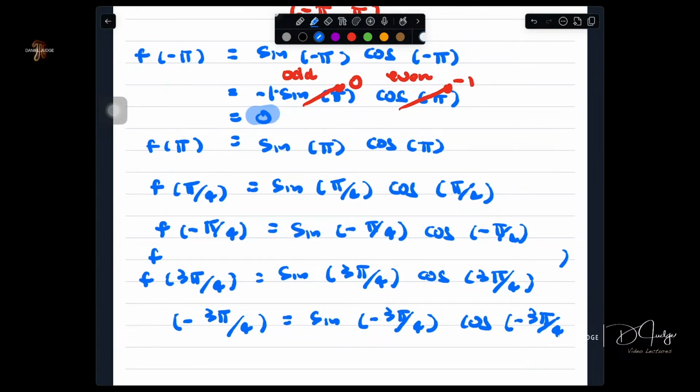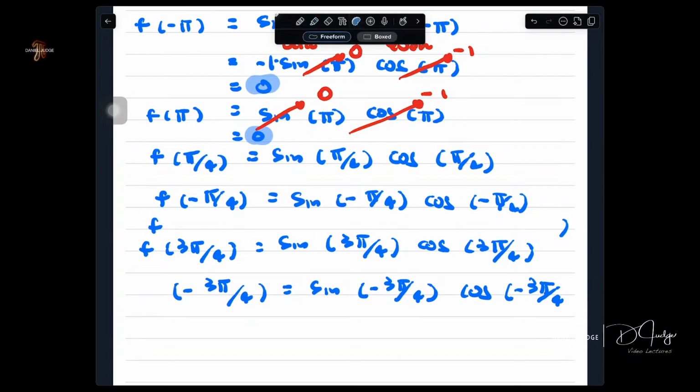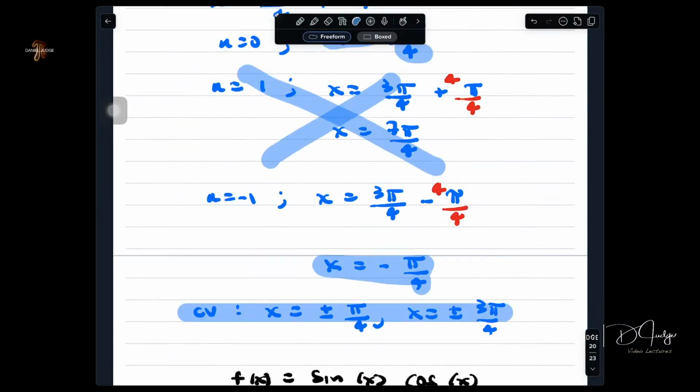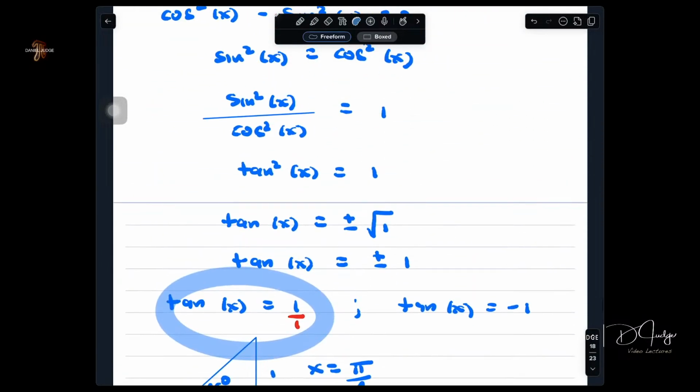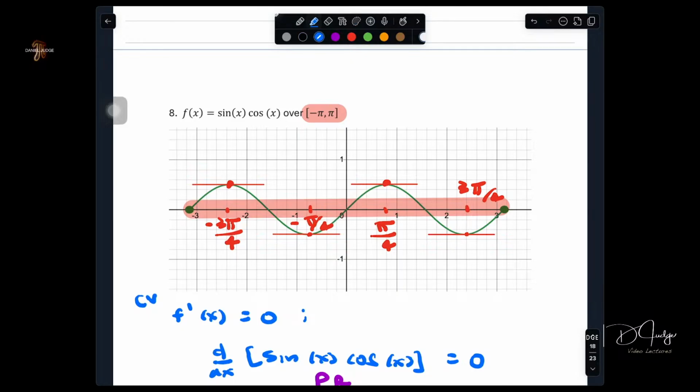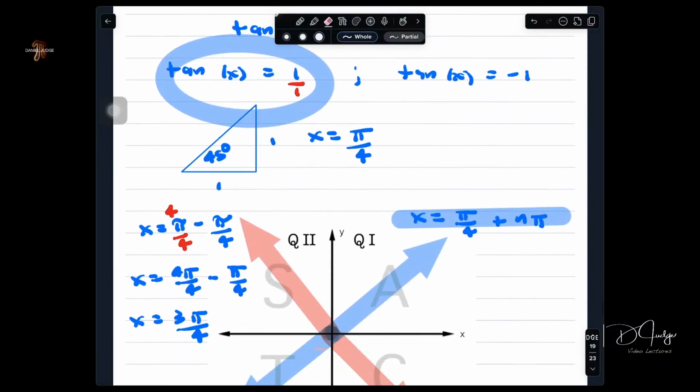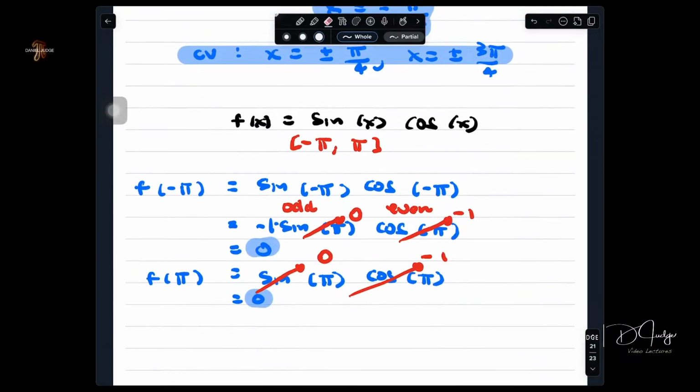So I'm going to start to use some of these properties here. Similarly, sine of pi we know is 0. Cosine of pi is negative 1. So this product is also 0. Now, I can go back and take a look at the curve. Sine of pi and negative pi, those are the endpoints. Sure enough, you're 0 on those endpoints. So you are 0 at the endpoints. Okay, that's good to know. So we're looking at the picture to verify everything.